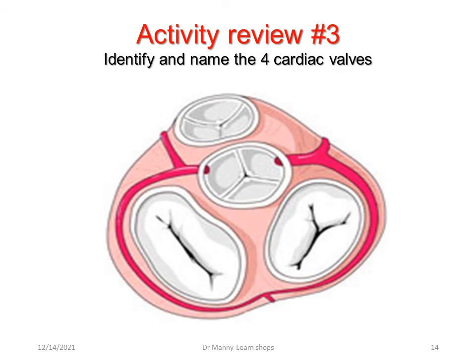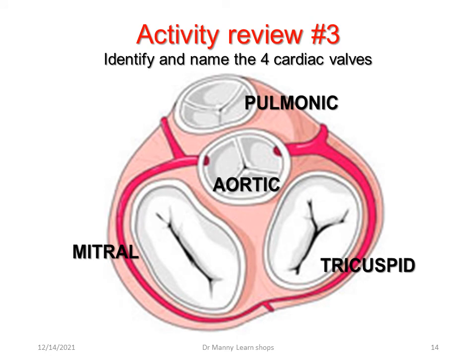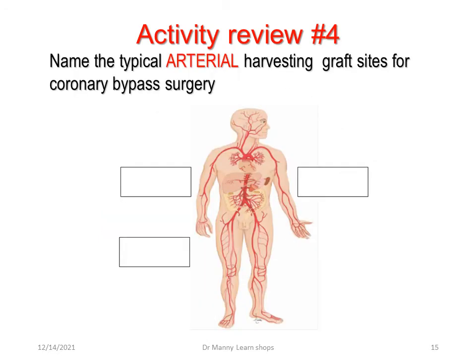Identify and name the 4 cardiac valves. Nothing hard. You've got the pulmonic, aortic, mitral, and tricuspid valves. Mitral, bicuspid, 2 cusps. Tricuspid, 3 cusps. Aortic and pulmonic, 3 leaflets. Aortic connected to the sinuses of Valsalva, coronary arteries under normal circumstances.